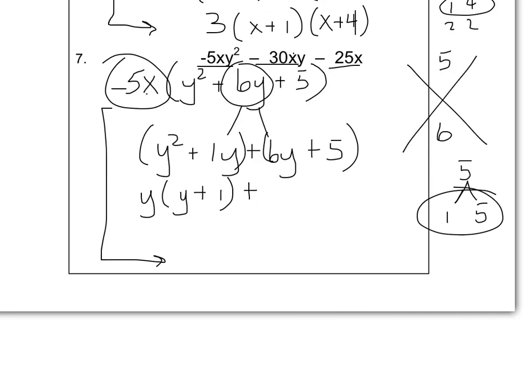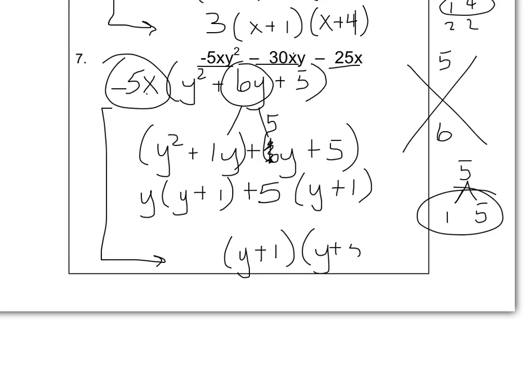Whoops, we made a little mistake here. It should be a 6, that should be a 5 right there. So we'll just cross this guy out. This should be a 5. There we go. Sorry about that. So now we're going to take out a 5, and they're left over with a y plus 1. They both have a y plus 1 in common with a y plus 5 left over. And don't forget, I took out a negative 5x at the beginning.